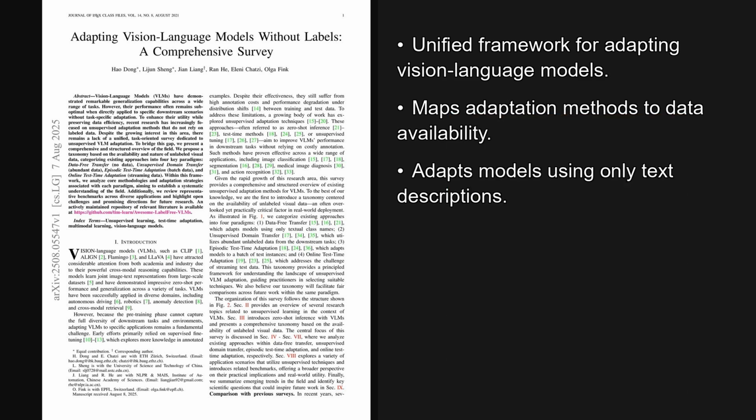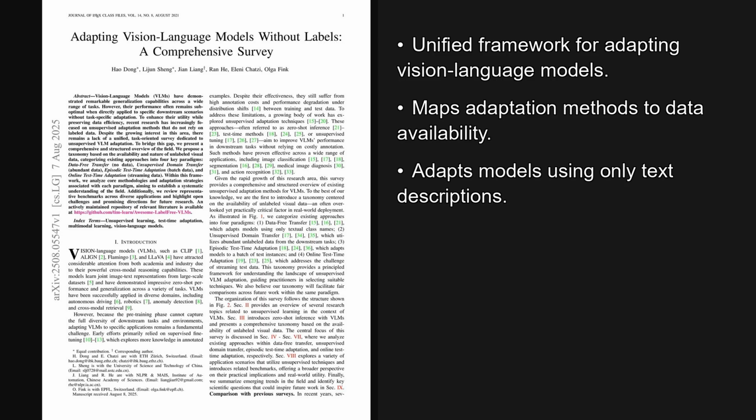I'm Alex. Today we're looking at a paper from the Hugging Face trending list, published on August 7th, 2025, so just about 4 days ago. The big takeaway from this paper is a new framework for adapting powerful vision language models, which are AI systems that understand both images and text, to new tasks without needing any labeled data.